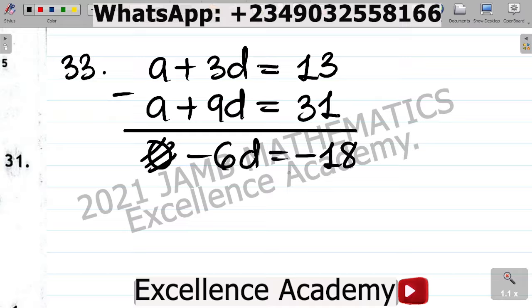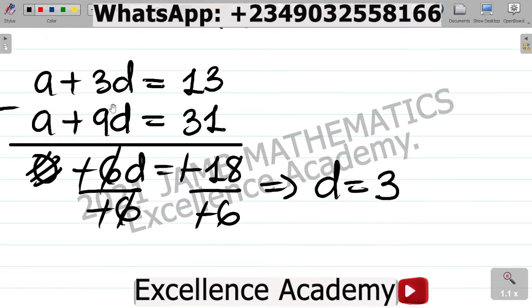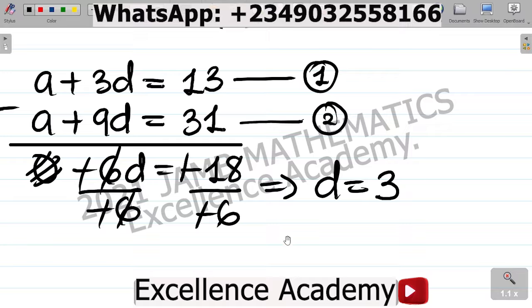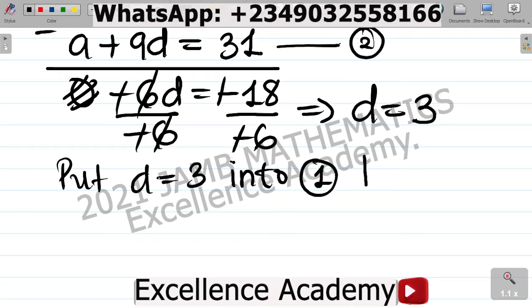From here, of course, 0 is off. If you have minus 6d equal to minus 18, to get d, divide here by minus 6, divide here by minus 6. This cancels, this cancels. We'll have that d is equal to 18 over 6, which is 3. So d is 3. If you've gotten the value of d as 3, let's get the value of a. We'll call this our equation 1. We'll call this equation 2. So all we have to do is put d into 1. So I'll put d equal to 3 into either equation 1 or 2, but let me choose equation 1 to get a.